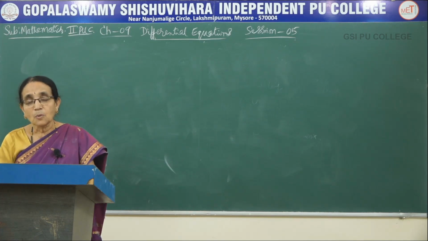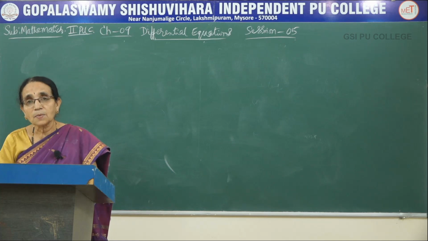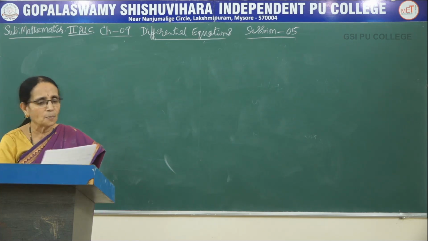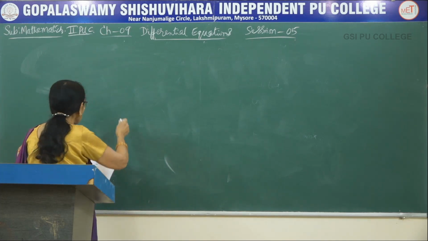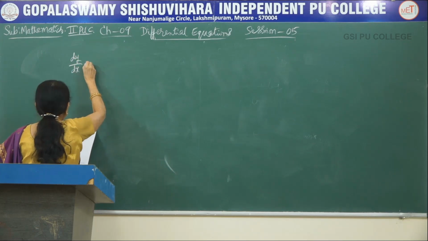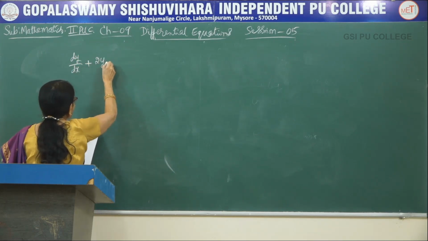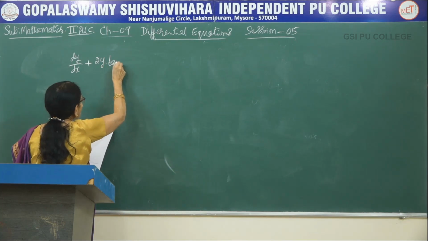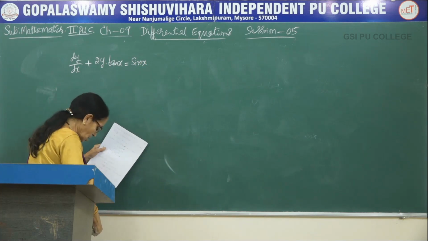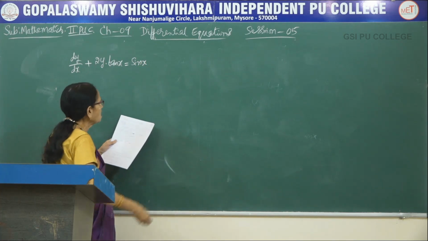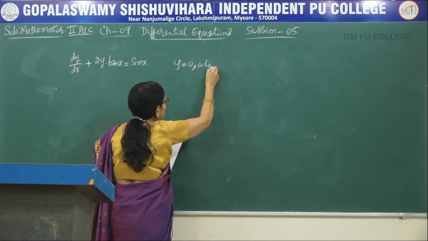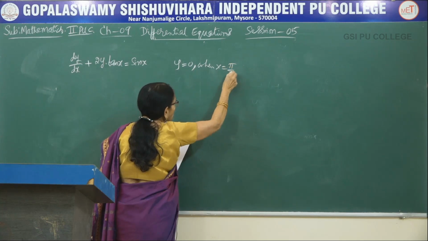Particular solution means what has to be given? After giving the equation, the values of x and y should also be specified in the problem. So the problem is like this: find the particular solution of the differential equation dy by dx plus 2y into tan x is equal to sin x. Under what condition? What are the values that would be given here? y is equal to 0 when x is equal to pi by 3.